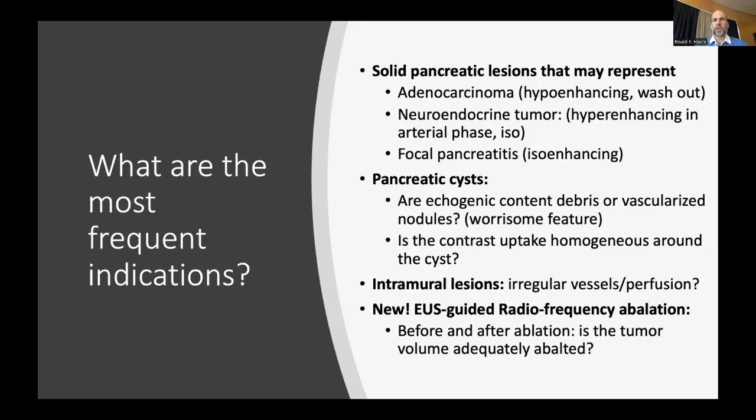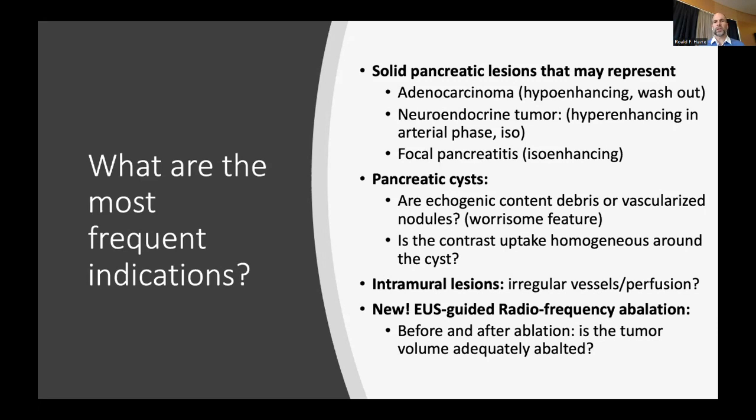Neuroendocrine tumors typically are hyperenhancing in arterial phase, and then maybe this stays or they become isoechoic. And then focal pancreatitis is often isoenhancing. For pancreatic cysts, it can be very useful with contrast.